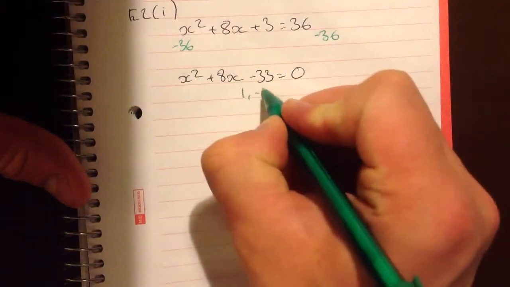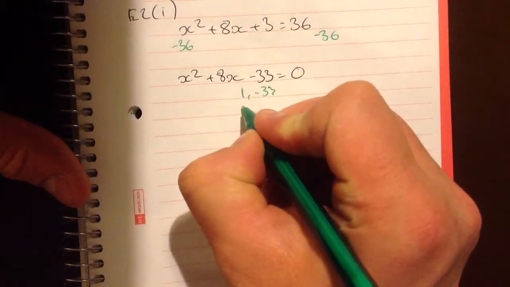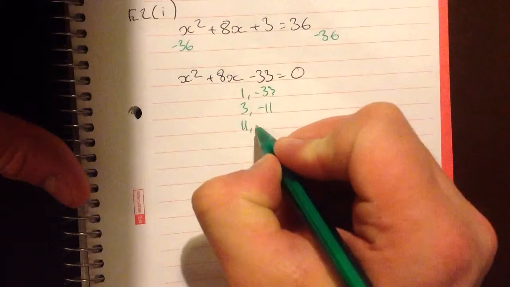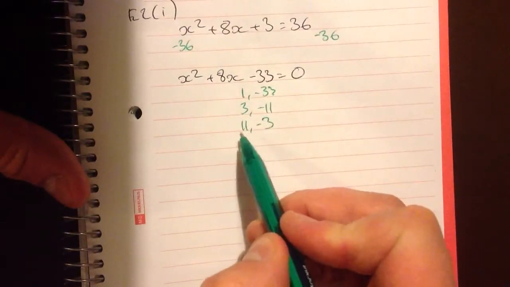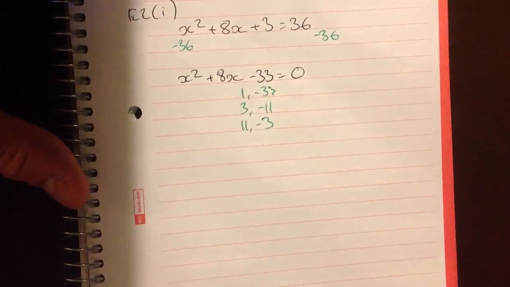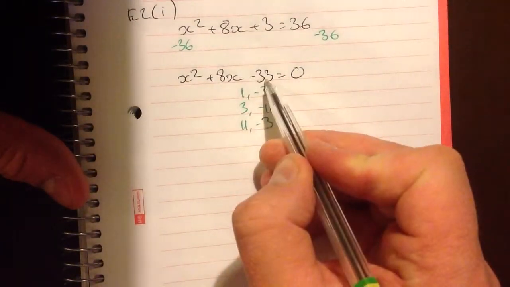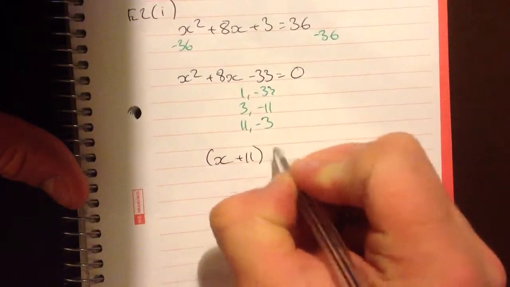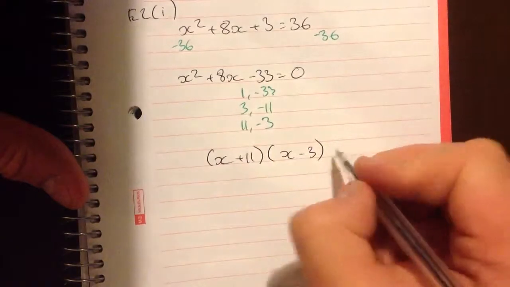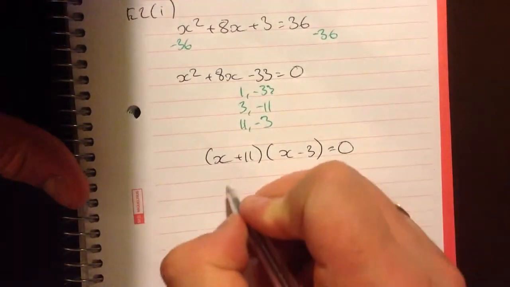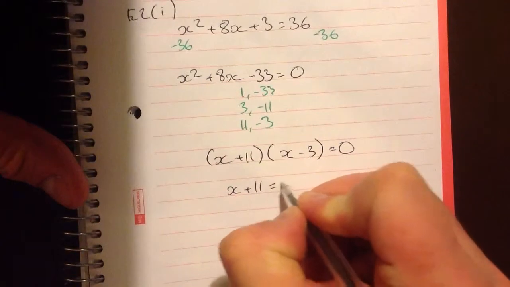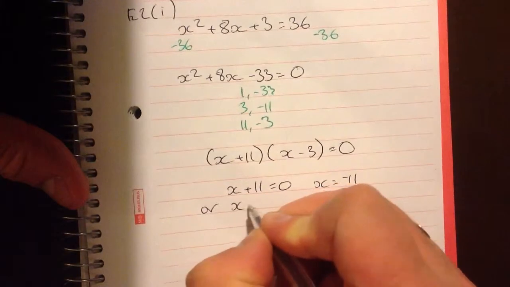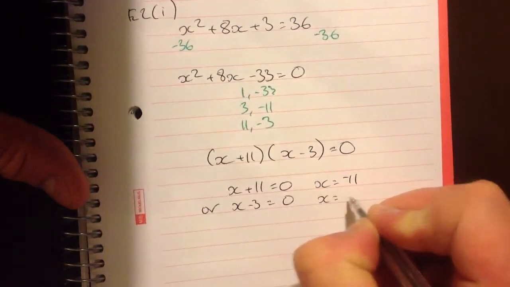So 1 and minus 33, 3 and minus 11, 11 and minus 3. I'm going to stop there because 11 take away 3 gives us the 8. They multiply together to make the minus 33. 11 take 3 is the 8. So we're going to have x plus 11, x minus 3 equals 0. Okay, so either x plus 11 equals 0, so x equals minus 11, or x minus 3 equals 0, in which case x equals 3.